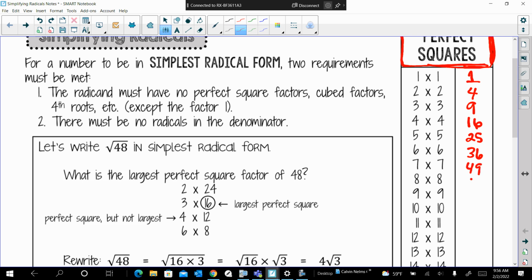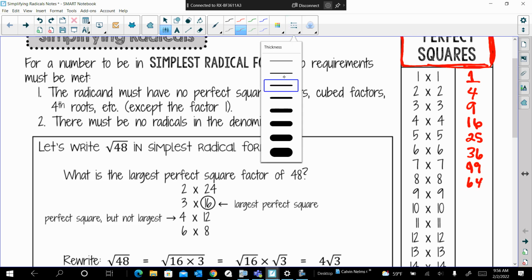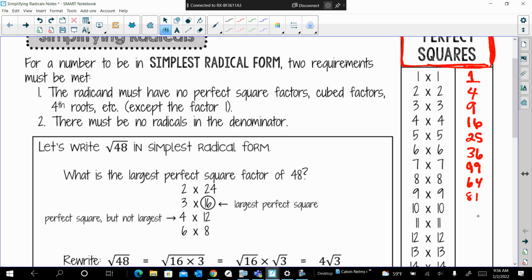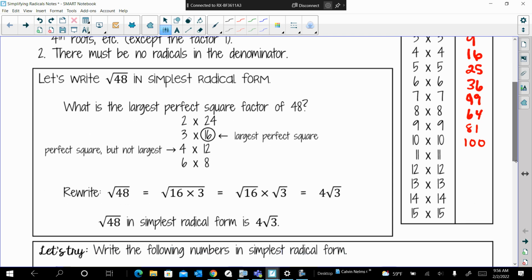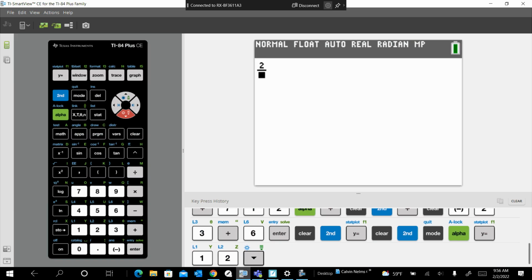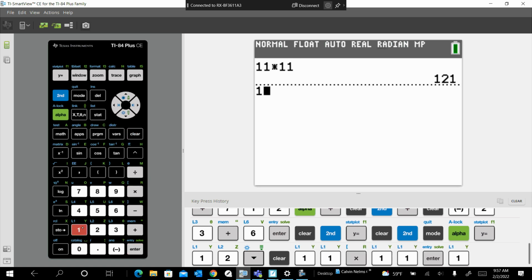49, 64, 81, 100. If you're not too sure, use your calculator. There's 2 ways you can do that. Let me clear that out. You can just do 11 times 11, or you do 11 squared.